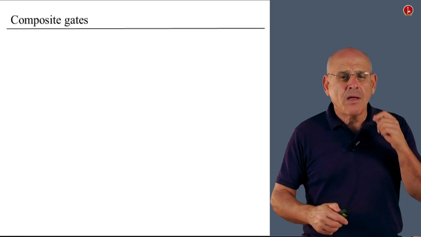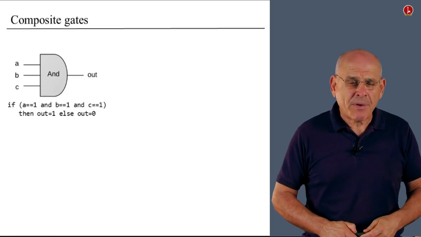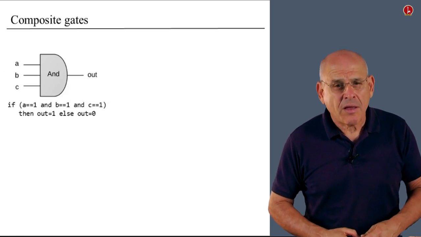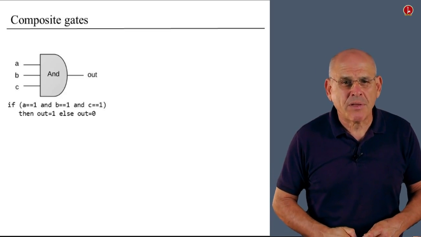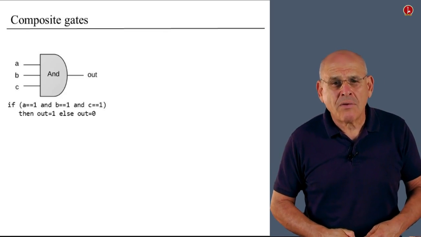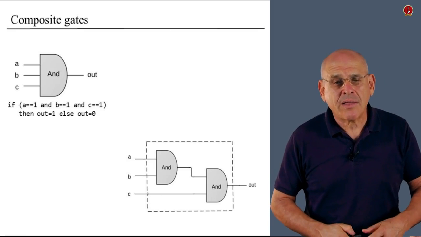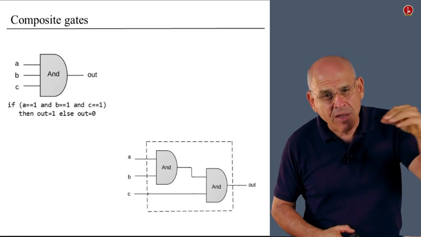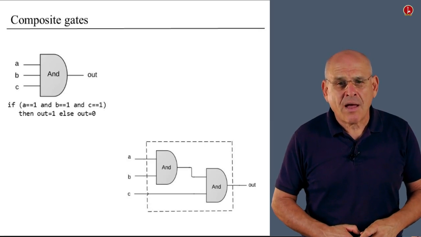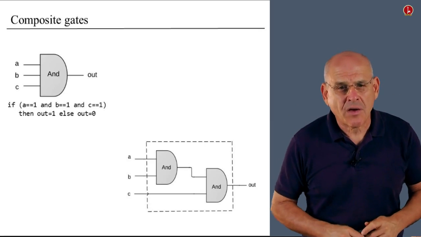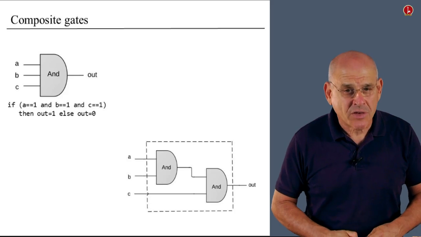In particular, we can use these gates to create composite ones. So, for example, here's a 3-way AND, which is an extension, if you will, of the simple 2-way AND. And one way to build it is to use this trick here. We can take the output of one AND and feed it into one of the inputs of another AND gate. And if we wire everything correctly, this gate is supposed to deliver the required functionality.